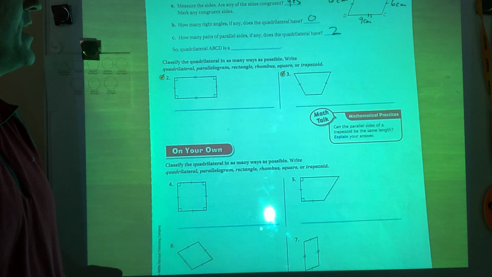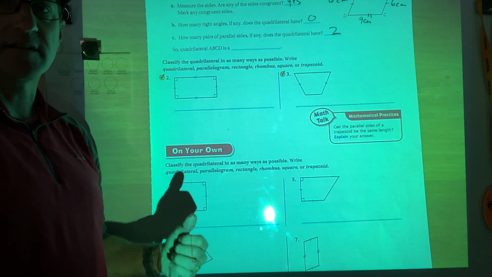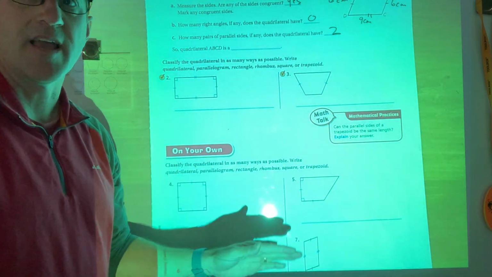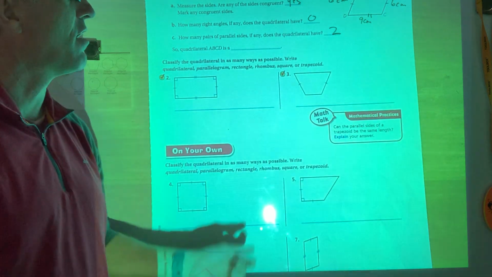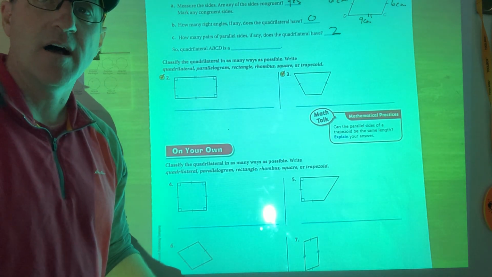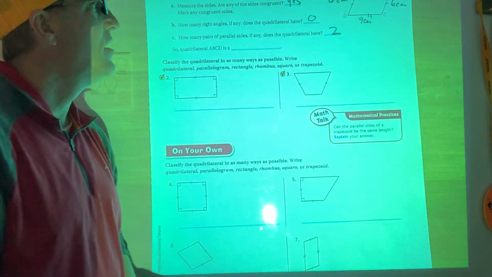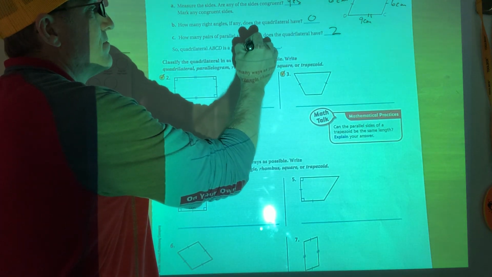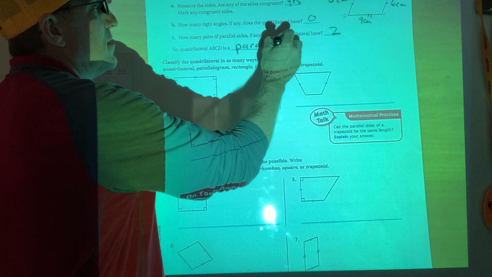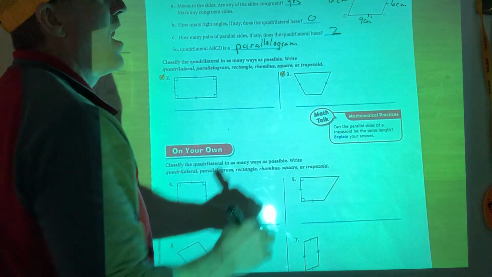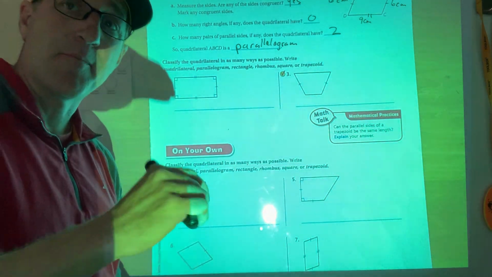So quadrilateral ABCD is a what? Does it have right angles? No. So it can't be a square and it can't be a rectangle. Are all 4 sides congruent? No. Only opposite sides are congruent. So this is a parallelogram. All right, it's got opposite sides that are congruent and they're parallel.